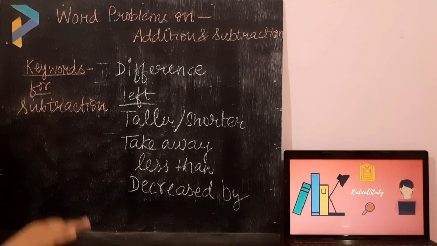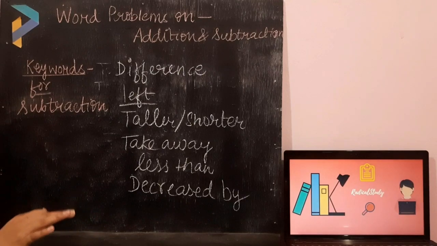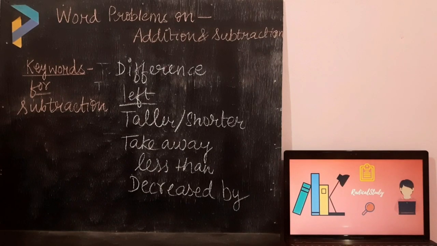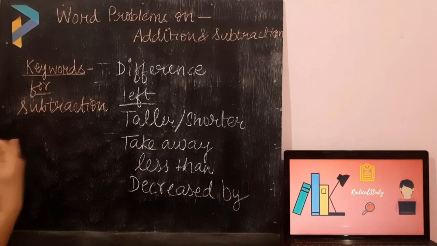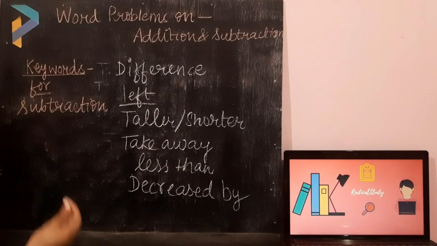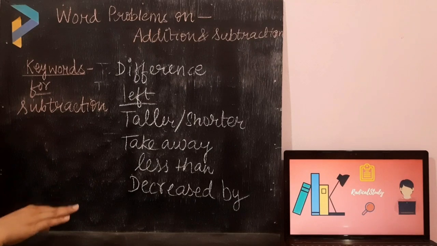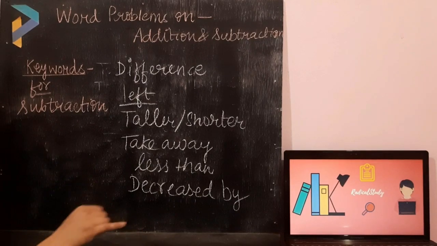His sister is 2 inches shorter than Rohan. Then what do you have to do? You have to subtract. That is, Rohan's height is 5 feet 6 inches and his sister is 2 inches shorter, so you have to take 2 inches away from it.